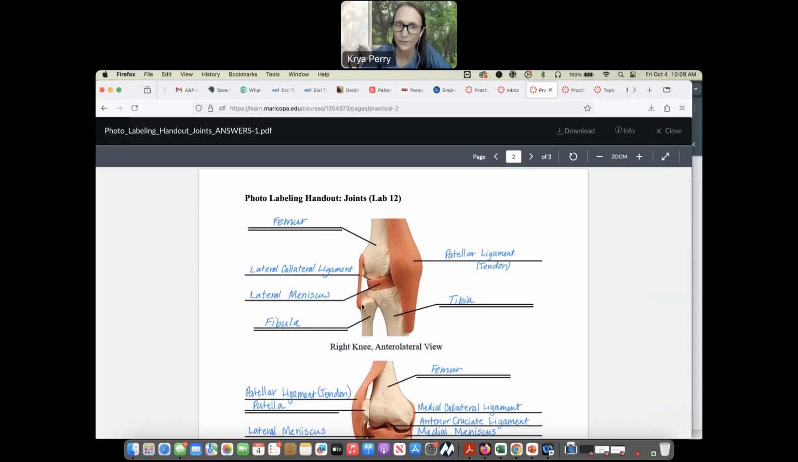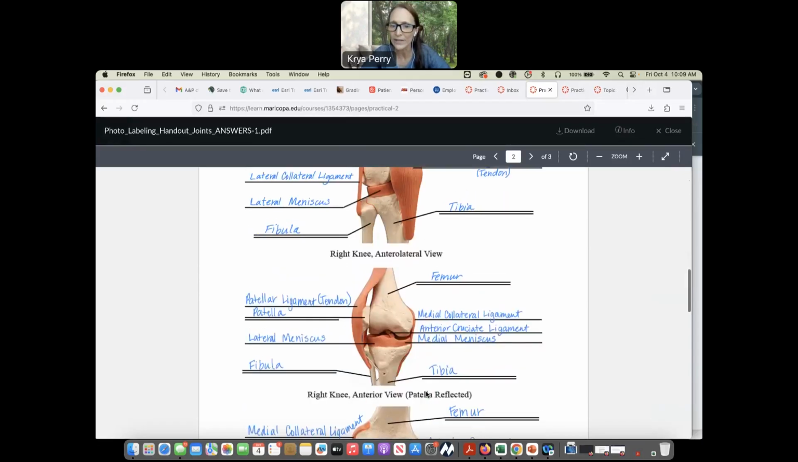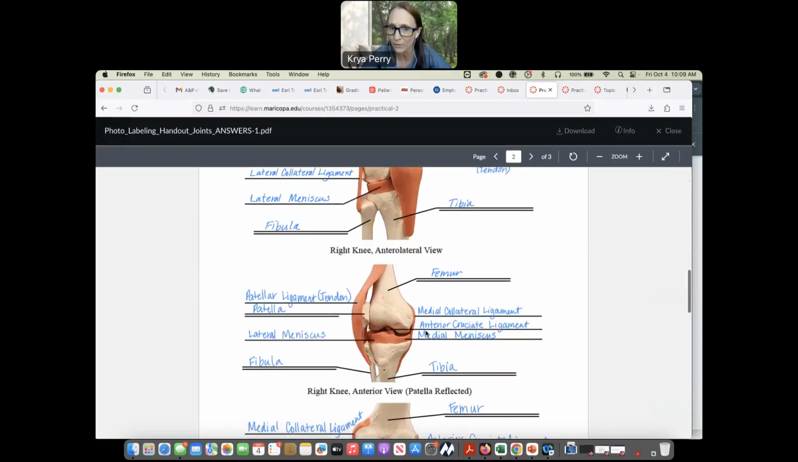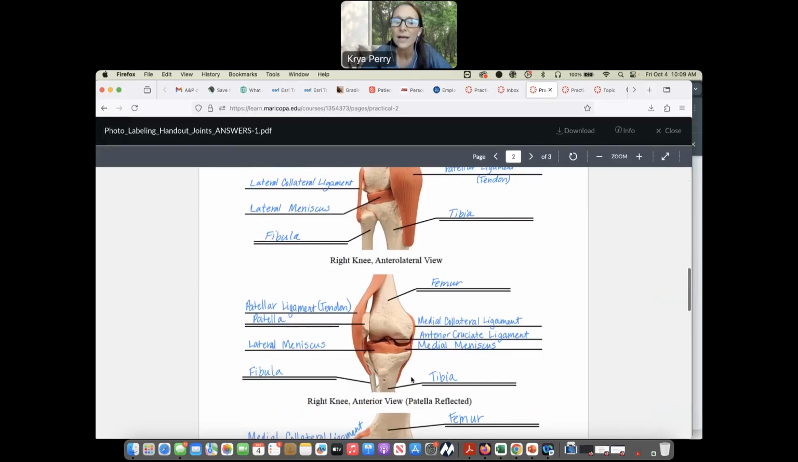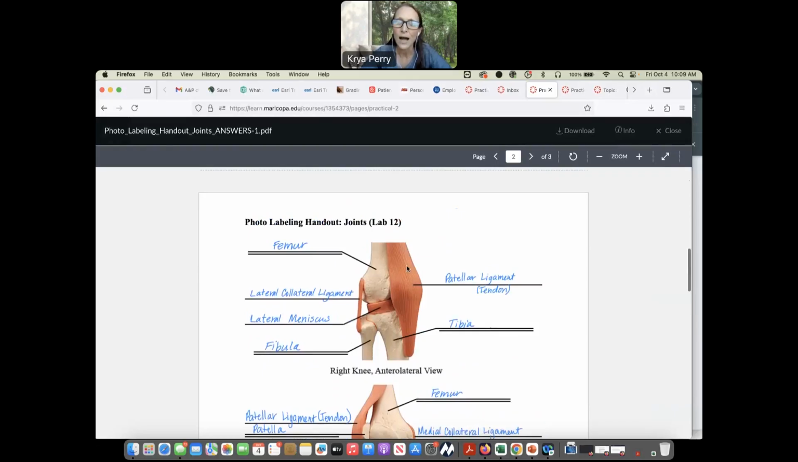This is lateral collateral ligament. The one on the other side is going to be the medial collateral ligament. That means this is the lateral meniscus here. And then this is going to be the medial meniscus here. Okay. Here, running from the patella to the tibial tuberosity is going to be the patellar ligaments.